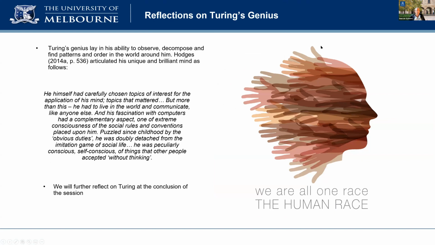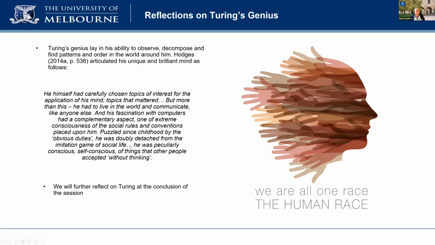Turing's genius lay in his ability to observe, decompose, and find patterns and order in the world around him. This is a really nice quote. He himself had carefully chosen topics of interest for the application of his mind, topics that mattered. But more than this, he had to live in the world and communicate like anyone else. And his fascination with computers had a complementary aspect, one of extreme consciousness of the social rules and conventions placed upon him, puzzled since childhood by the obvious duties he was doubly detached from. He was doubly detached from the imitation game of social life.